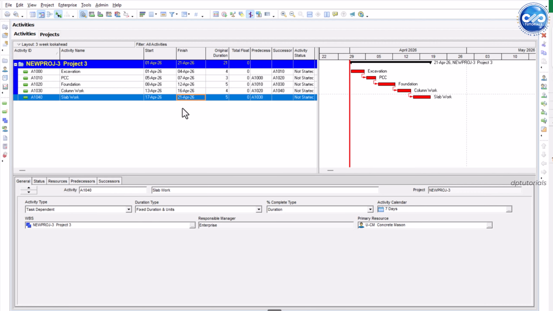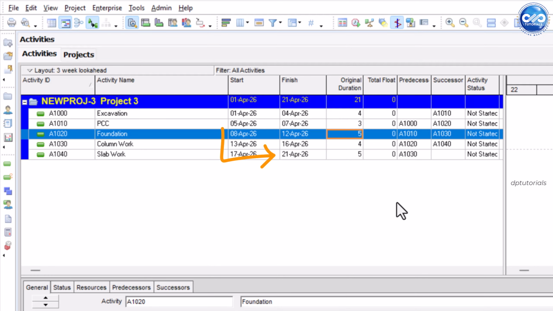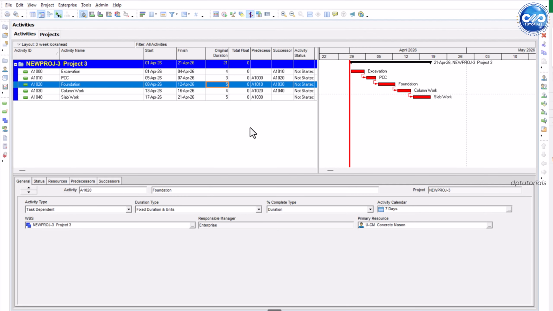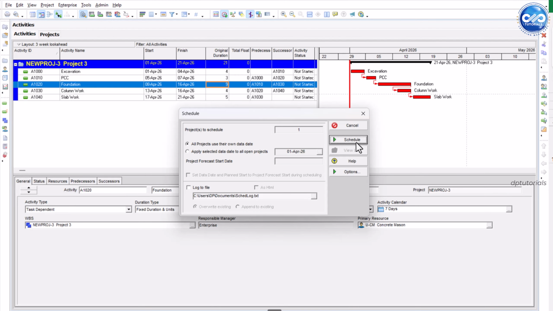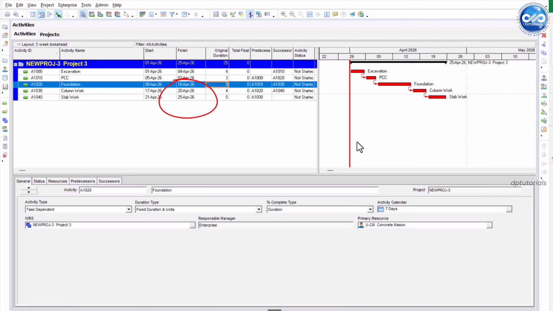Let's say our project originally had these activities. Original completion equals April 21st. Now, due to manpower shortage, foundation got delayed by 4 days. So project completion moved to April 25th. Now management wants recovery back to the original date.